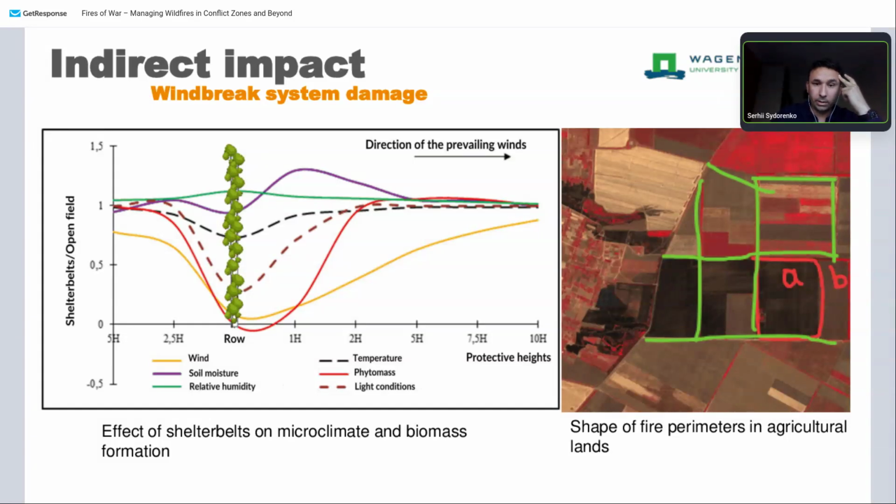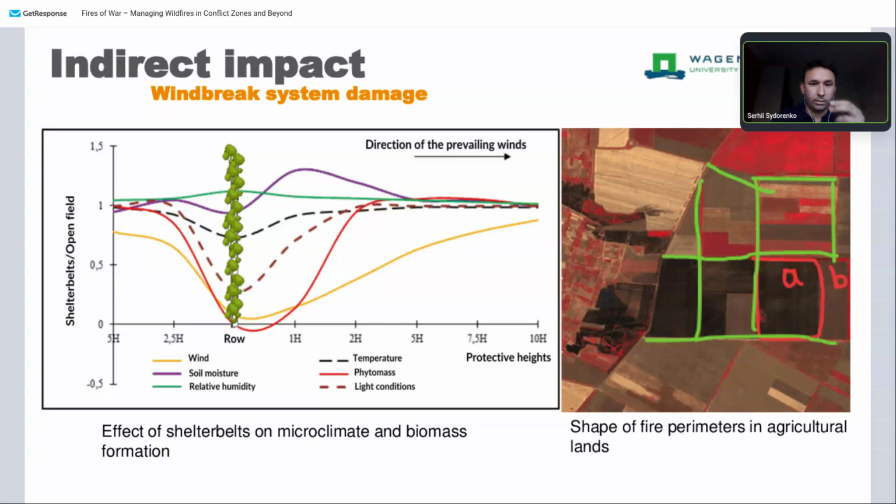And we found that the system actually can behave as some kind of fire barrier system, but only for grass fires or agriculture fires. And also it depends on the quality of these windbreaks. So if it has a dense structure and enough width, it can stop wildfire.